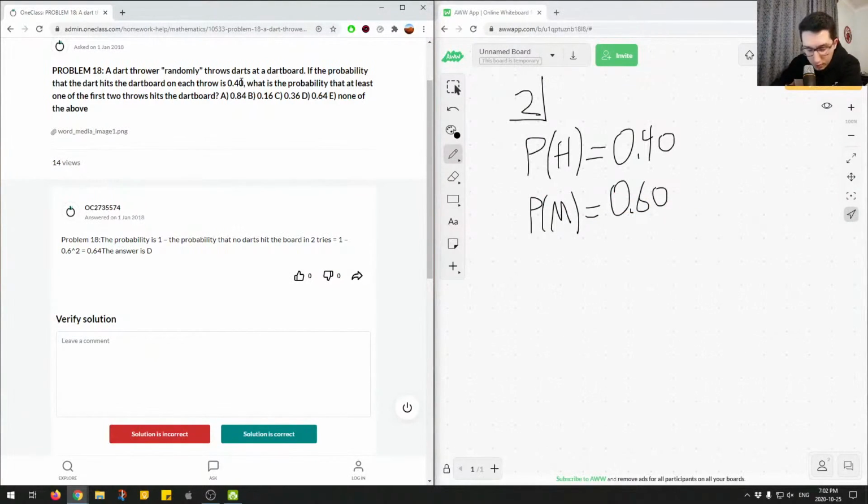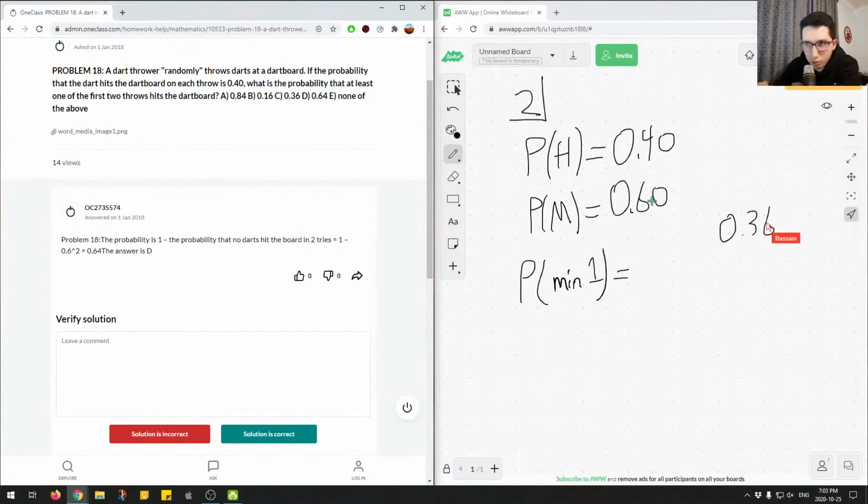So just starting off with that, we're looking at the probability of at least one of the 2 throws. So we'll say minimum of 1 hits the dartboard. So if we missed both, we know we can calculate the probability of that. So the probability of missing the first shot would be 0.6. The probability of missing the second shot is 0.6. So we just multiply 0.6 by 0.6, and we'd end up with 0.36. So I'll just write that over here.